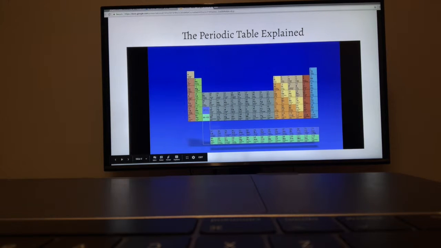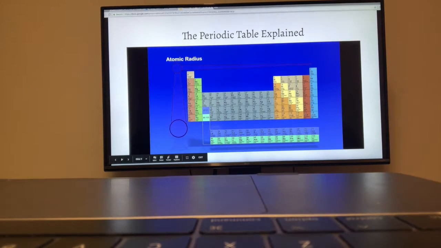Another trend you will notice is the size of the atom, or the atomic radius. As you move down through the periods, the atoms become larger, increasing the atomic radius. As you move from left to right across the groups, the atoms become smaller, decreasing the atomic radius.